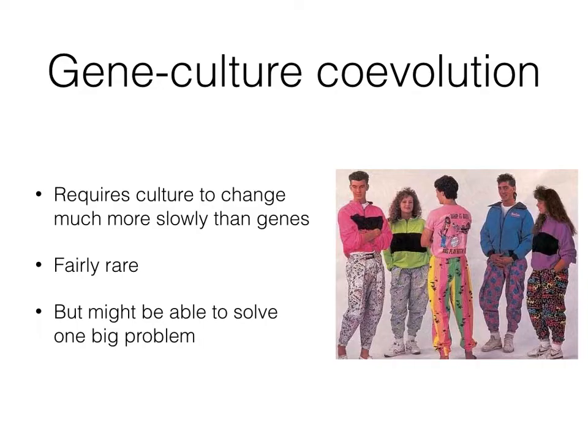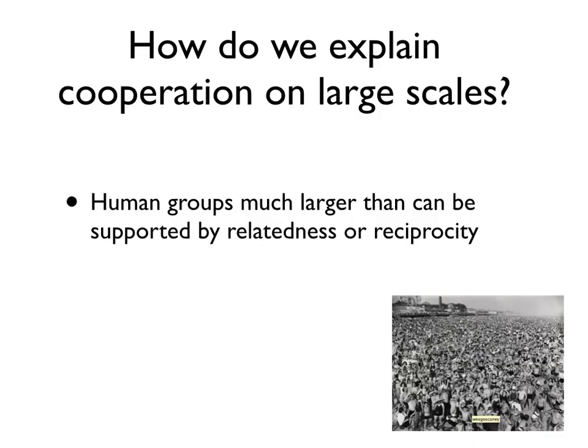So gene culture coevolution requires culture to change much more slowly than genes. And this is in fact fairly rare. Most cultural information changes very quickly, or at least more quickly compared to genes. However, we can use gene culture coevolution, this theory, to solve one big problem about cooperation that we haven't gotten around to talking about yet. And that is explaining cooperation on large scales.